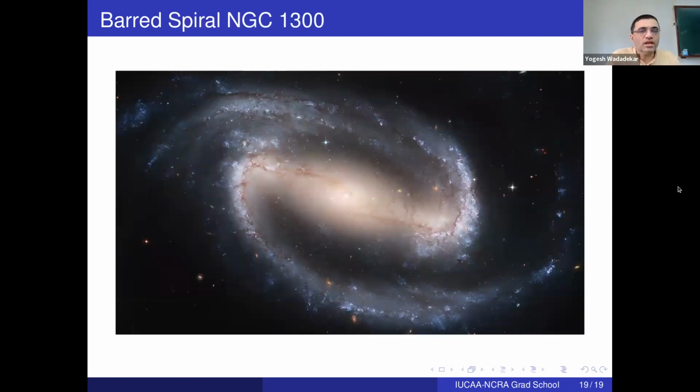So this is an example of a barred spiral galaxy. You can see that central structure. This is the bar. This region is the bar region, and the spiral arms emanate, they start from the end of the bar. Where the bar ends over here, the spiral arm begins. There's one spiral arm here, and there is one spiral arm here.